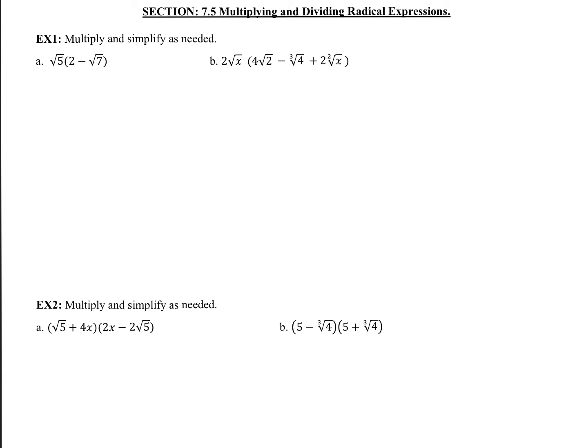Alright, so example 1, multiply and simplify as needed. Okay, so what do we have? Well, we have the root 5 being multiplied to this binomial. So let's go ahead and do the multiplication. We'll go ahead and distribute that root 5. So we get root 5 times 2 minus root 5 times root 7.